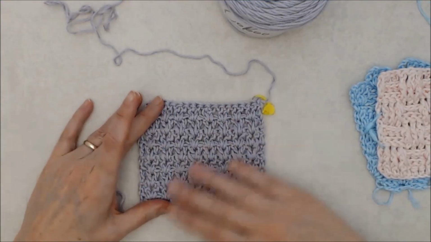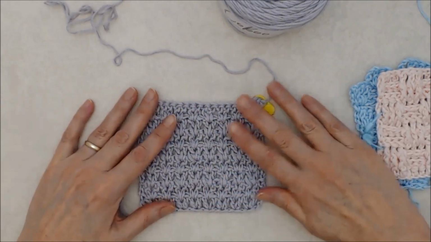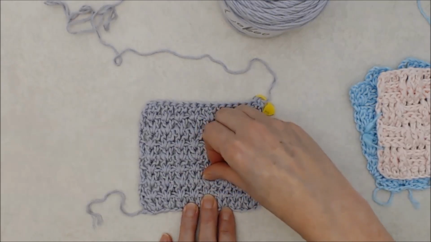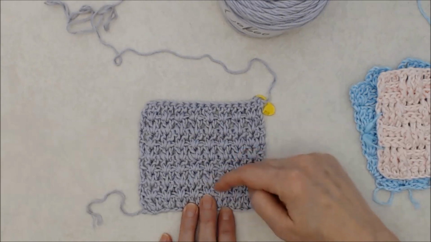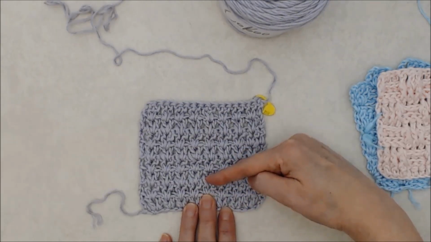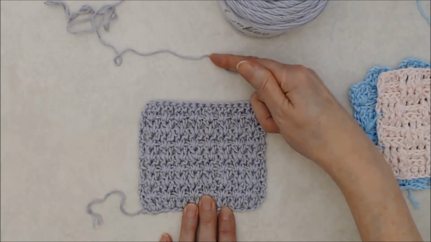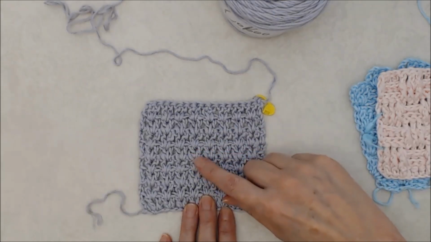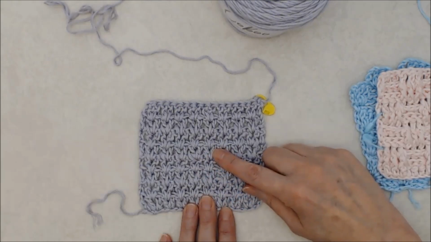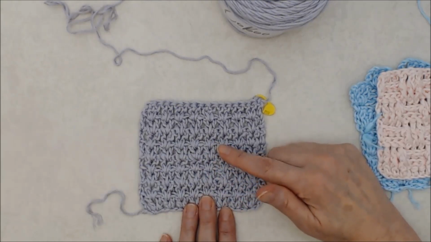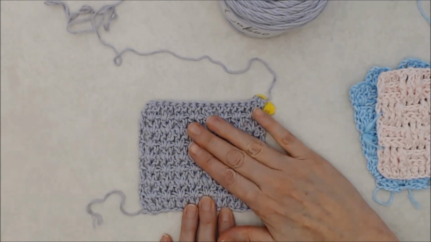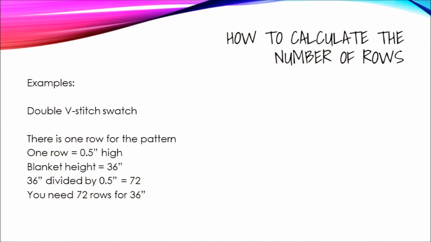Now to calculate the number of rows that you need, all you do is measure the height of each row. For this stitch, the row is 1/2 inch. If you want the blanket to be 36 inches, then you take 36 and divide it by 0.5, and that gives you 72. So you would need 72 one-row repeats. You can pause the video here and take a look at this.